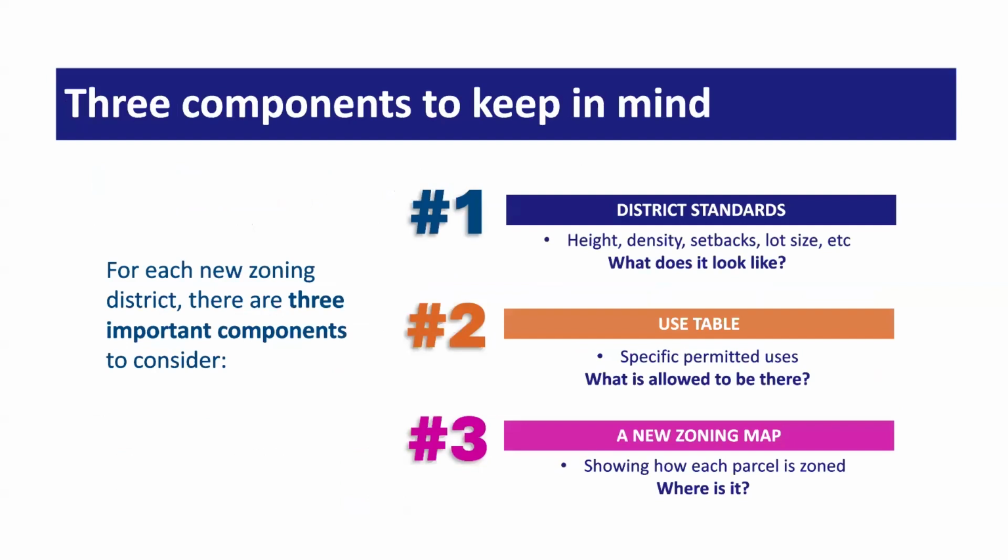All right, so for every zoning district, there are 3 important components to consider. Lisa's gone over these, but I'm going to go over them one more time. So the first is the district standards. So what does it look like, right? What are the height limitations? What density is allowed? What are the setbacks, lot size, etc.? Sort of like, what does it look and feel like when you're next to it?